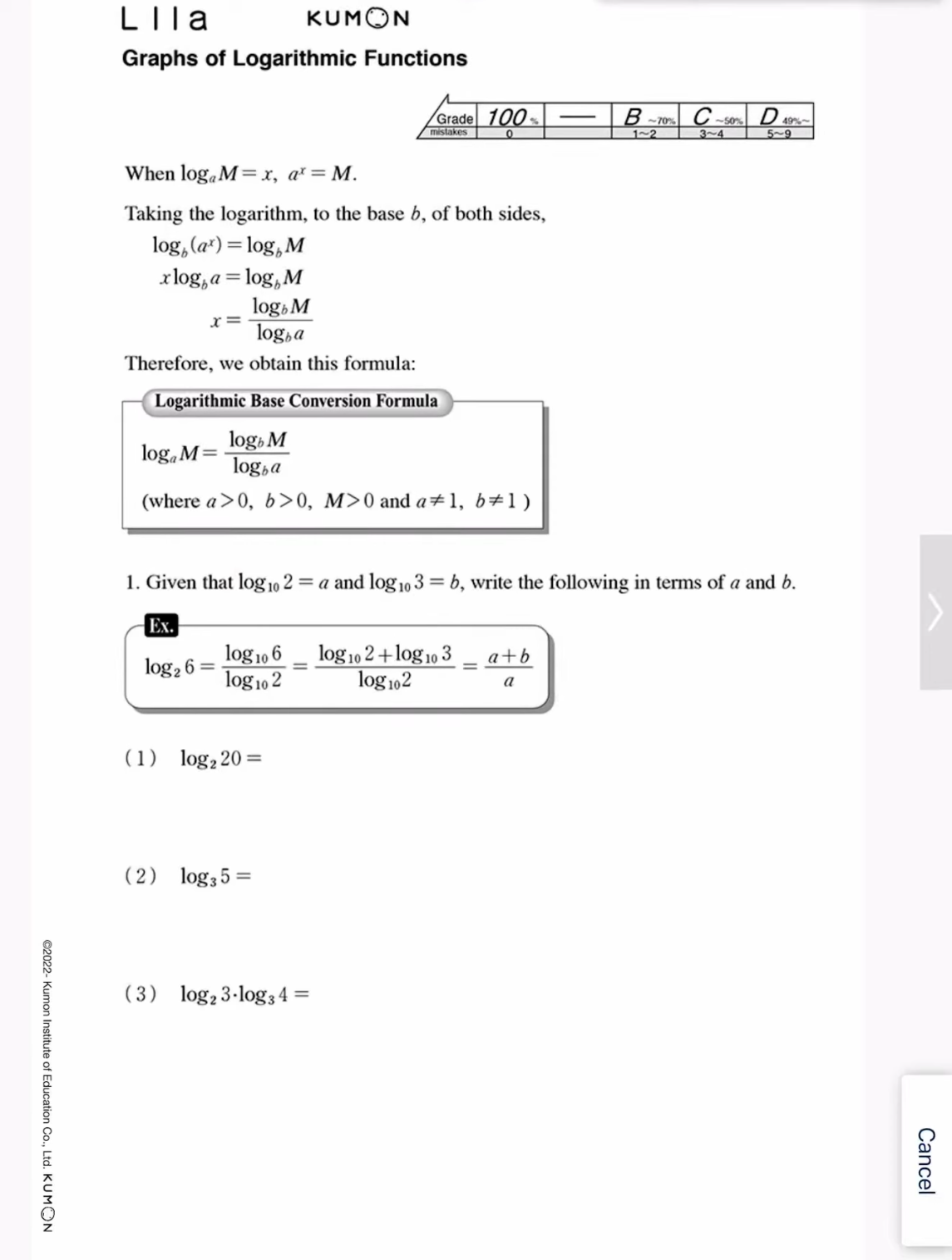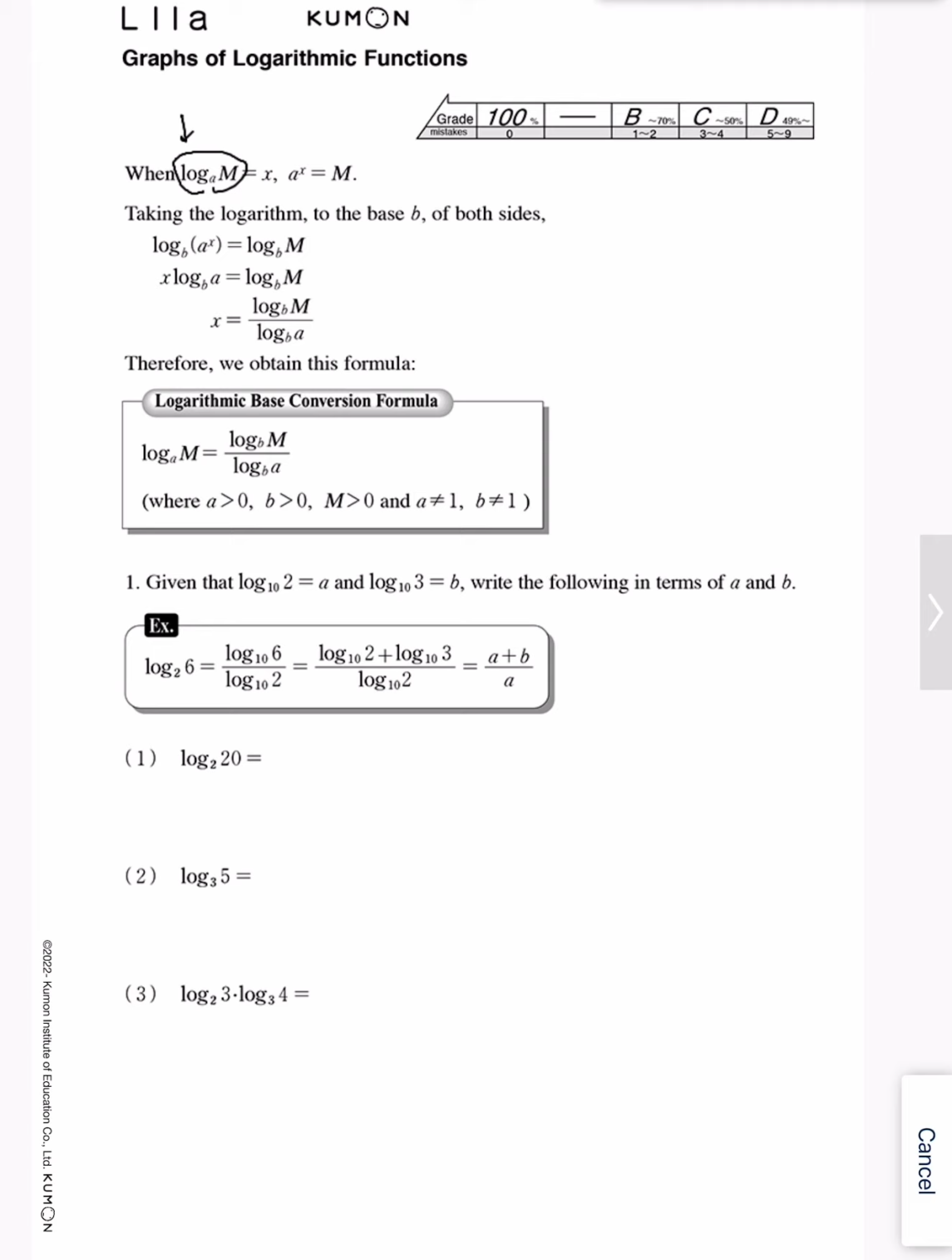Okay, welcome to page 11a on level L. We're going to talk about logarithmic. First of all, we have to understand how we properly read the logarithmic. For example, if we see log with a and m, we read it as log with base a of m.